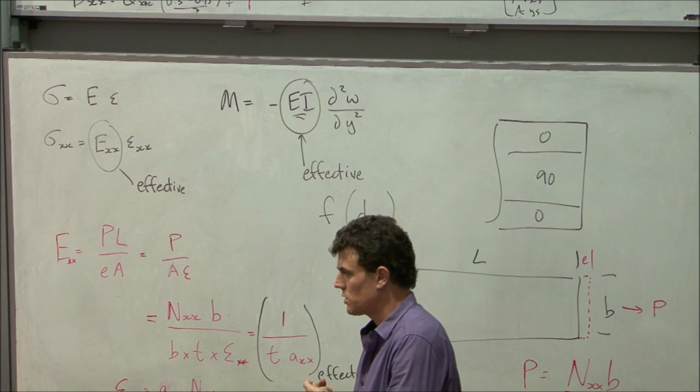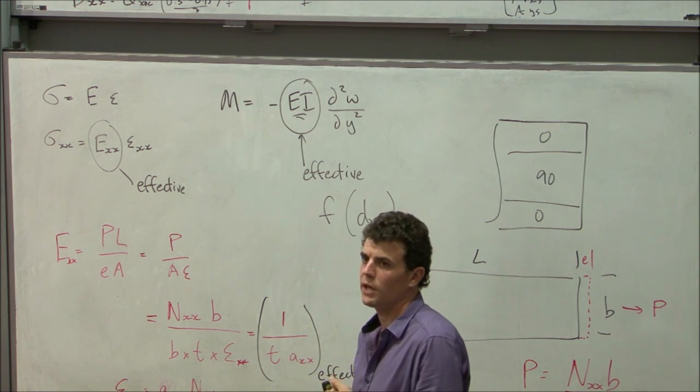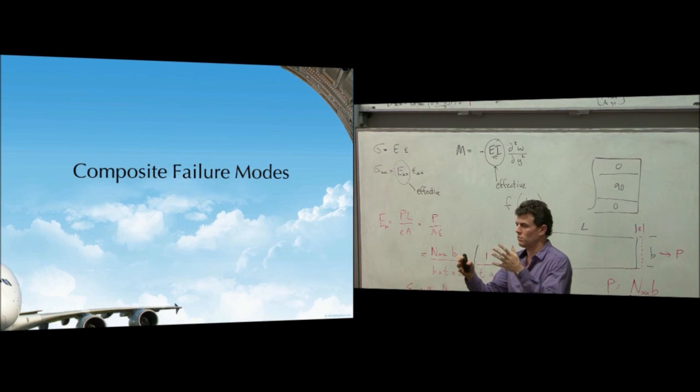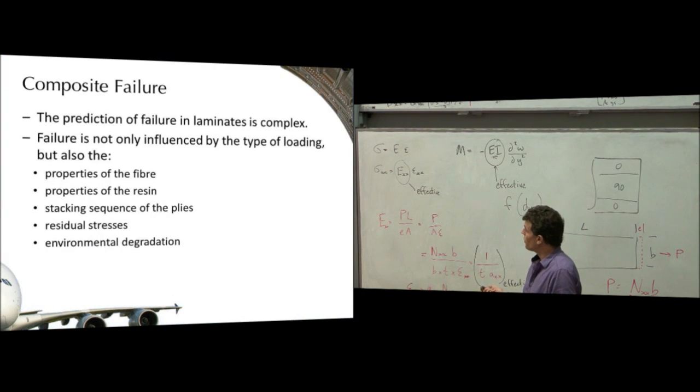Unlike metals, which are fairly easy to predict the failure of, composites can fail in the fibres, they can fail in the resin, they can fail at the interface between the two, and they also will fail in a different way depending on whether you load them in compression or whether you pull them in tension. So all of these things contribute to the strength of a composite.